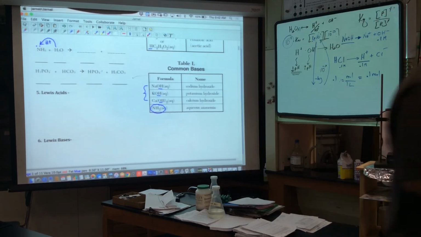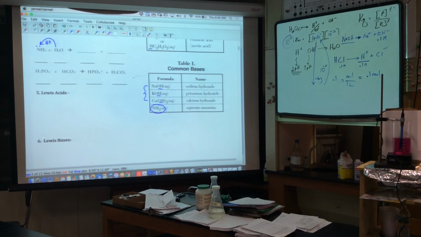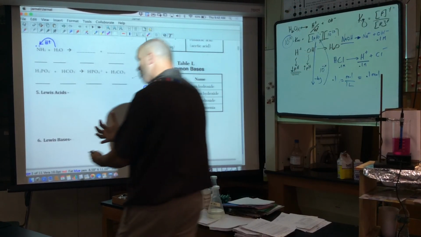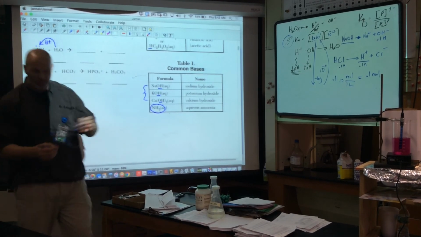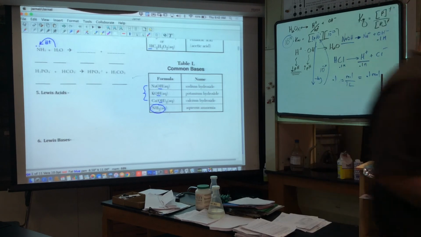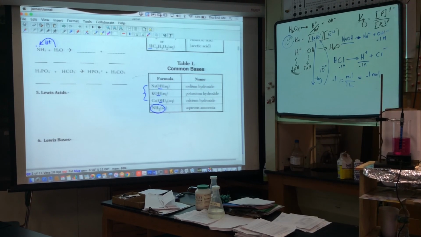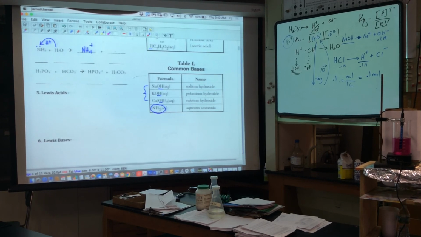Well, hey, nitrogen's got a lone pair sitting out there. So an H plus that kind of had its electrons pulled away will love this lone pair. And so that ammonia takes an H plus from the water. You know what it makes? It makes NH4 plus, called the ammonium ion. And right, absolutely, it makes the hydroxide.